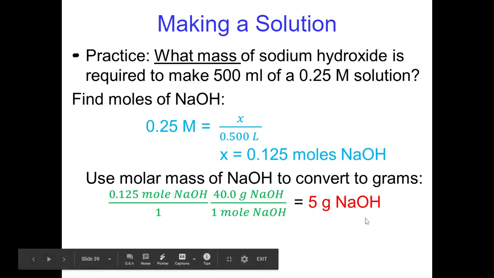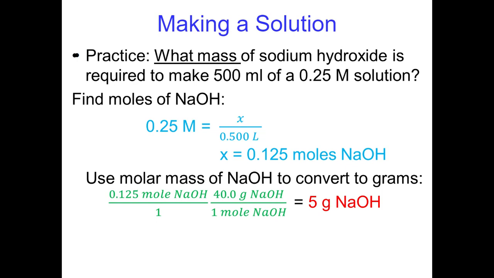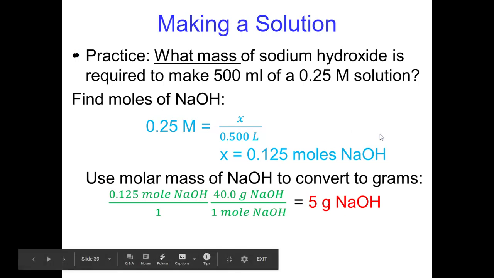So that's just an example that you've seen here. There are also several problems in your Mastering. And in your quiz, I think it only asks you to go to moles. So just a little information there.